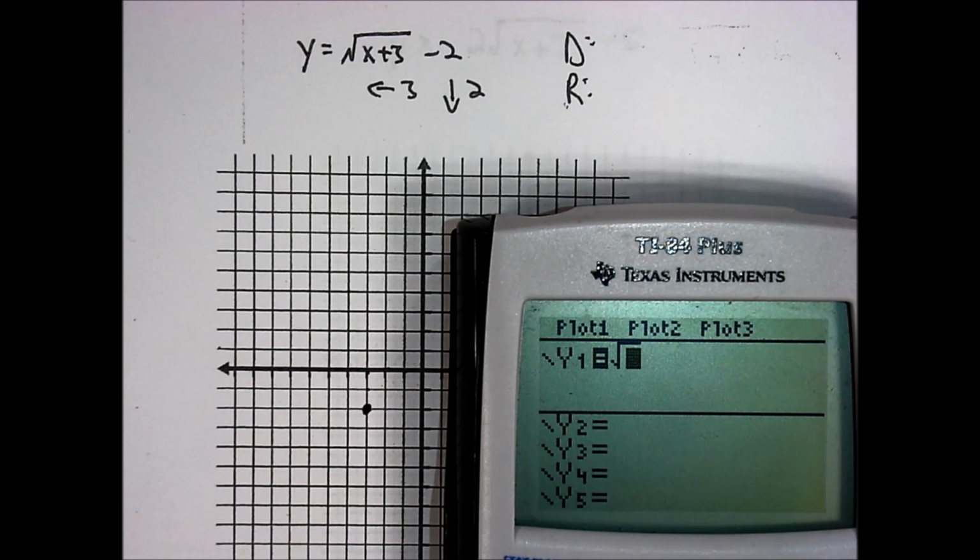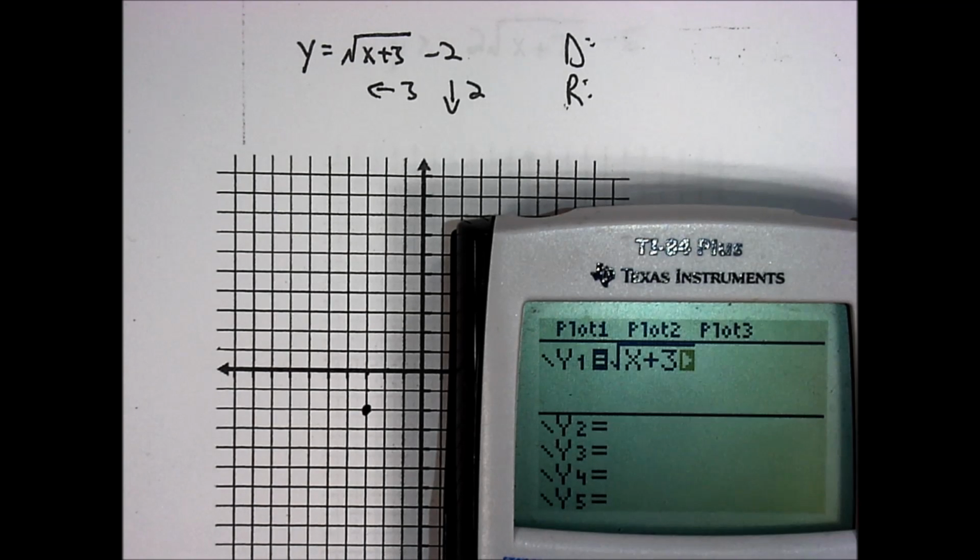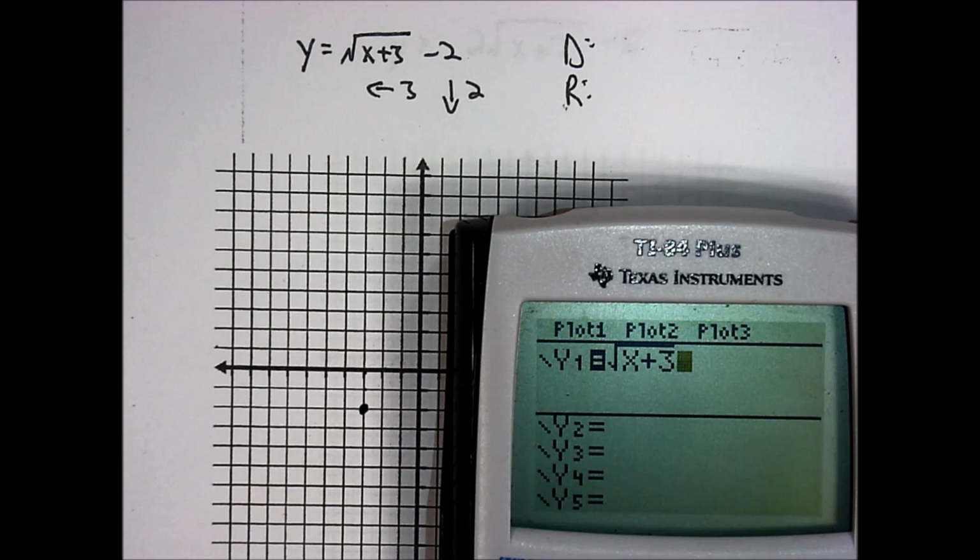Square root of x plus 3. Okay, and then if you have an 84 plus, you have to hit the right arrow to get out from under the square root, minus 2. If you had an 83 plus, you're going to have to hit parentheses to close off your square root, and then do your minus 2.